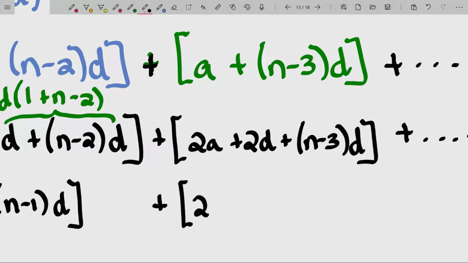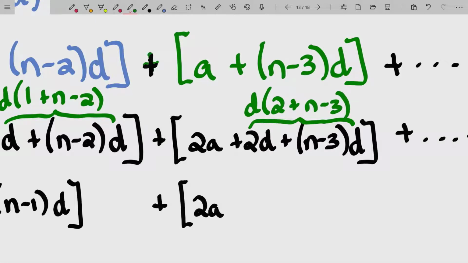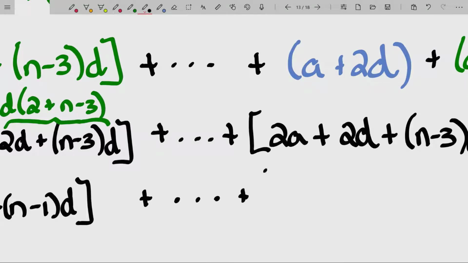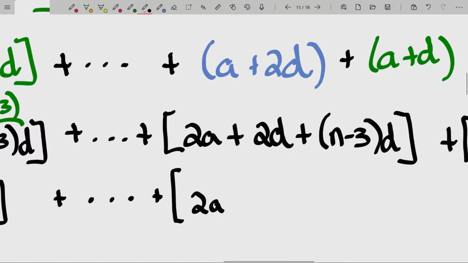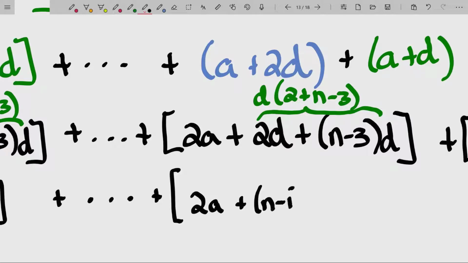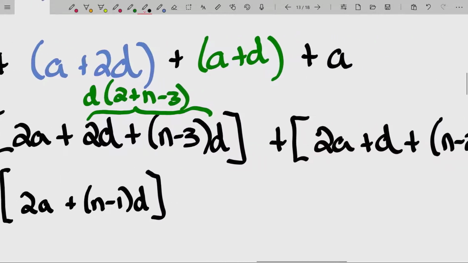Plus, I have yet again a 2a. And again, if you were to say, well, let me factor out a d off this group, I'm left with 2 plus n minus 3. But that's n minus 1. Huh, that's another n minus 1 times d. So far, so good. Plus, dot, dot, dot. Plus, this is 2a. Again, this group right here, I could factor a d out of, and I'm left with 2 plus n minus 3, or in other words, n minus 1 d yet again.